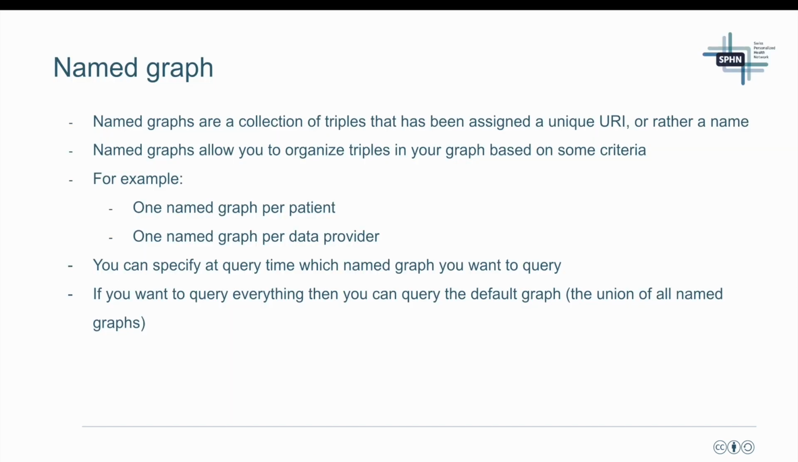Another feature of SPARQL is named graphs. SPARQL provides the ability to organize your triples into collections. A named graph is a collection of triples that has been assigned a unique URI, or rather a name. Named graphs allow you to organize triples in your graph based on some criteria. For example, you can organize your triples into one named graph per patient or one named graph per data provider. And at query time, you can specify in your SPARQL query which named graph you want to query. Alternatively, if you want to query all the named graphs, then you just have to query the default graph, where the default graph is the combination of triples from all the named graphs.